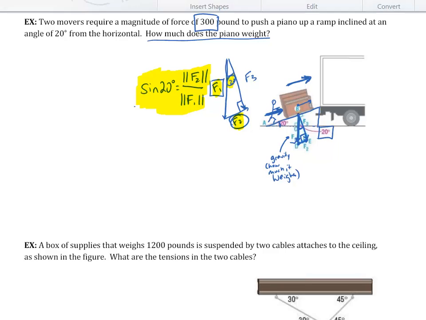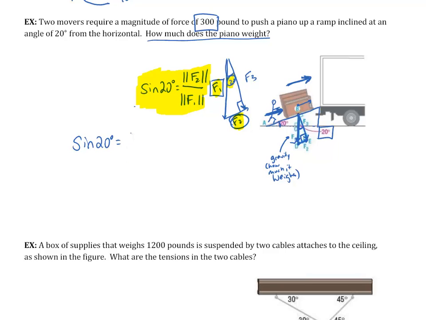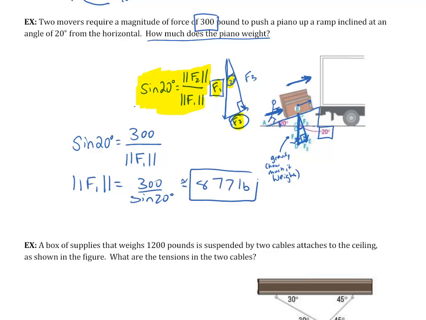So this becomes sine of 20 equals the known force, 300, divided by the weight. So the weight will be 300 over sine of 20. If I plug that into my calculator, it gives me approximately 877 pounds. And that's what you do.